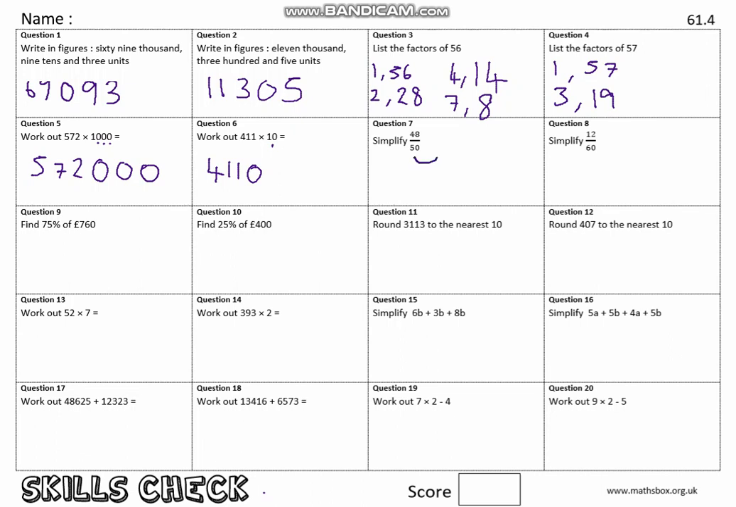Now for this one, let's start by making them a little bit smaller. So let's half both of them. So we'll divide by 2, the top and the bottom. Remember, you've got to do the same to the top of a fraction as you do to the bottom. So if I half 48, I would get 24. And if I half 50, I get 25. Now actually, that's as low as it's going to go, because now they're not even and they don't have anything else in common. So that's our final answer there.